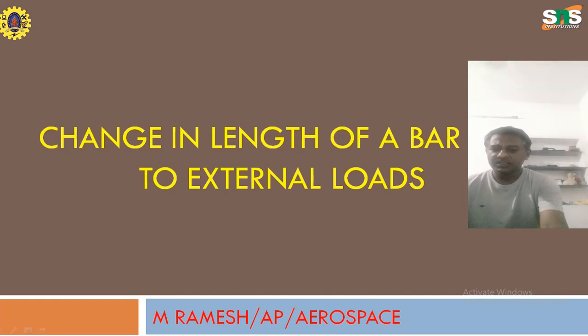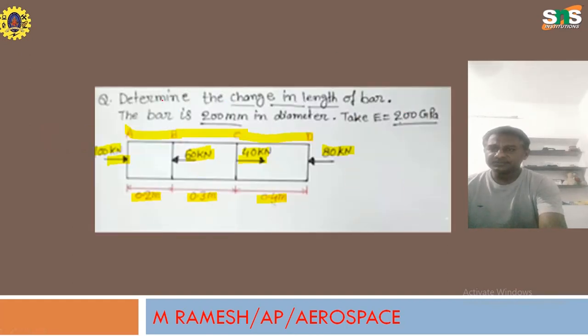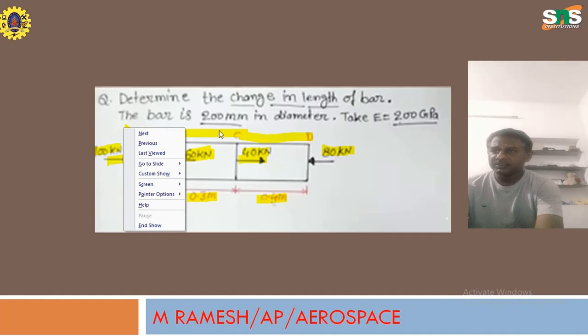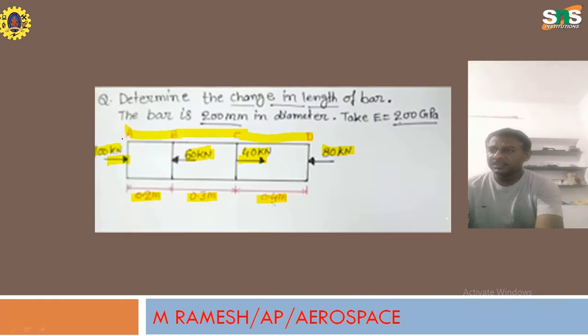You just see here one problem. Determine the change in length of the bar, and the bar is 200 mm in diameter, Young's modulus as 200 gigapascal. So this is the problem. We have been given one bar having segments AB, BC, CD. So totally three segments are there.